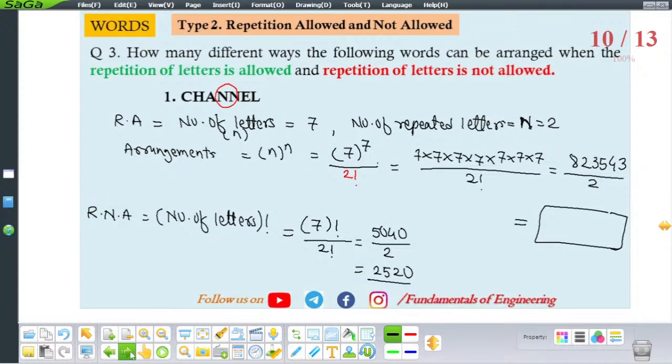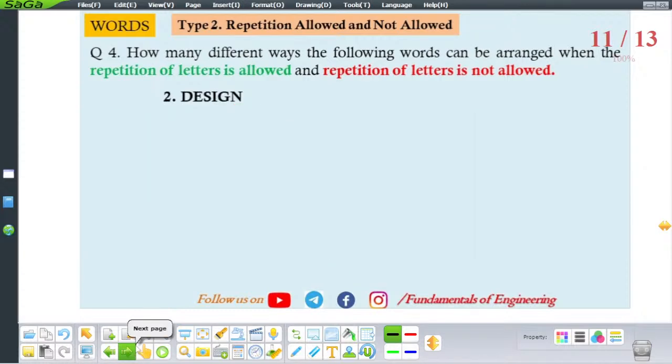We'll see another example. When we are given the word design, we have to find out the different ways we can arrange it when repetition of letters is allowed and when it is not allowed. So first, we count the number of letters, that is N. 1, 2, 3, 4, 5, 6. 6 letters are there. Is there any repeated letter? No, there is no repeated letter.